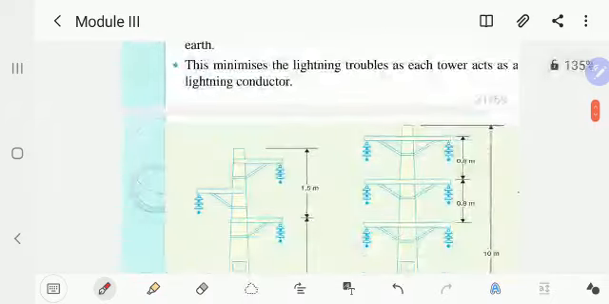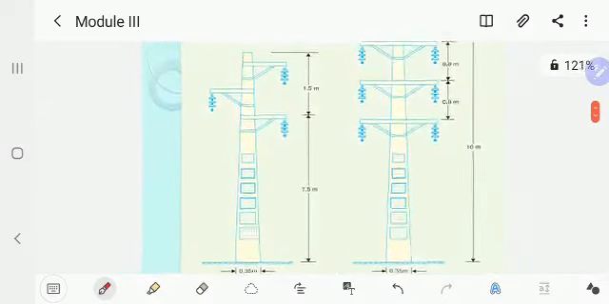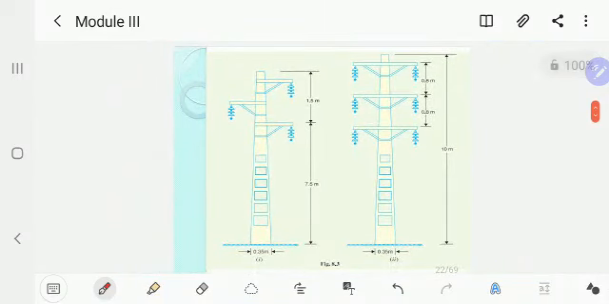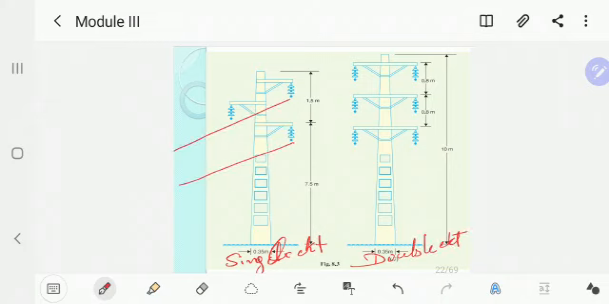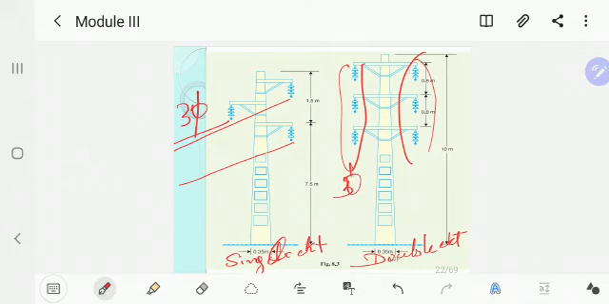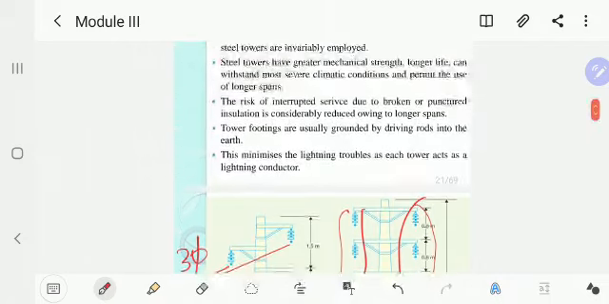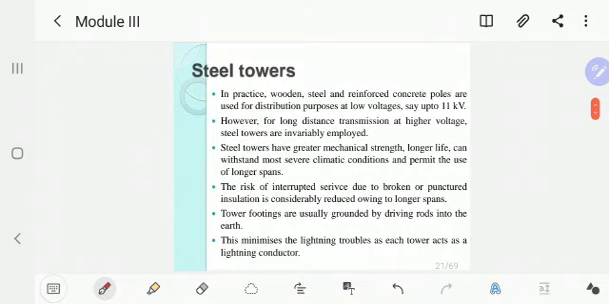I will show you a figure of the RCC poles. Here you can see the figure of an RCC pole, on which this one is a single circuit, and here is a double circuit. Single circuit means a 3 phase is carried on the single pole. Here you can see a pole where on both sides you can carry two 3 phases. So here one 3 phase can be carried, here also one 3 phase can be carried, which is known as a double circuit.